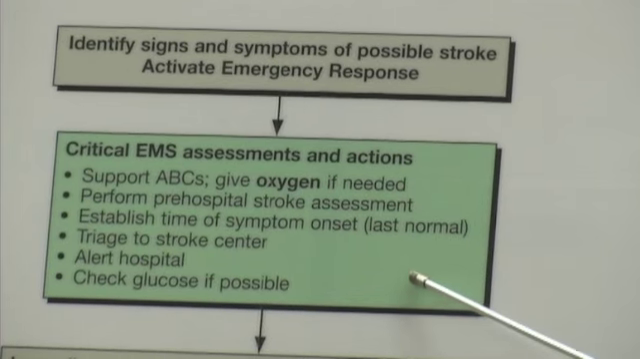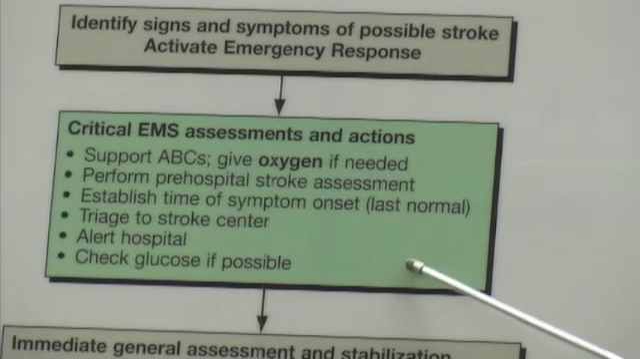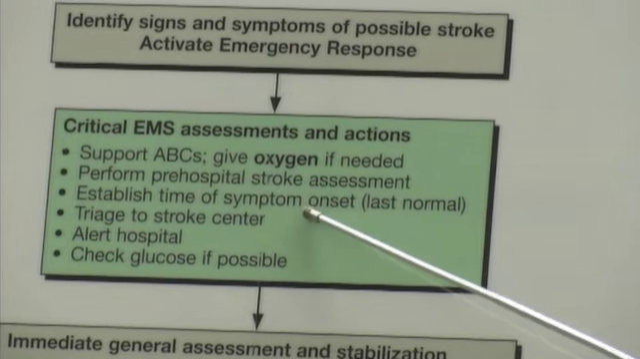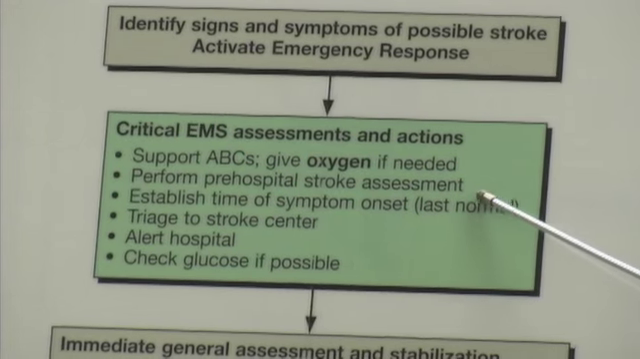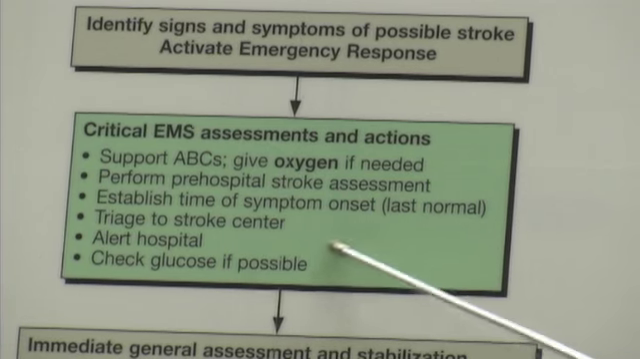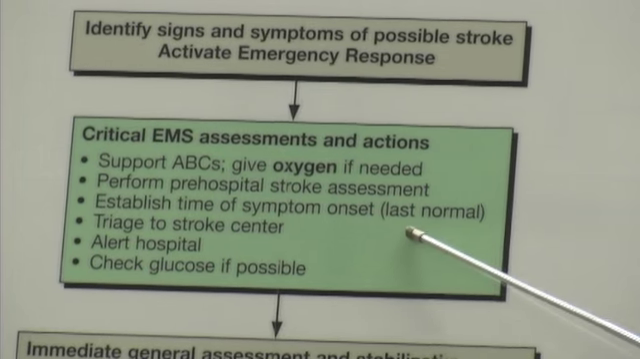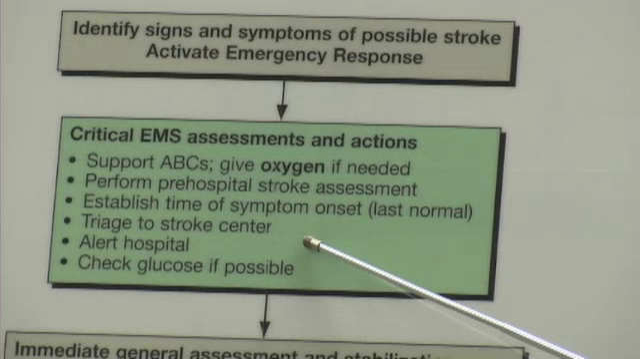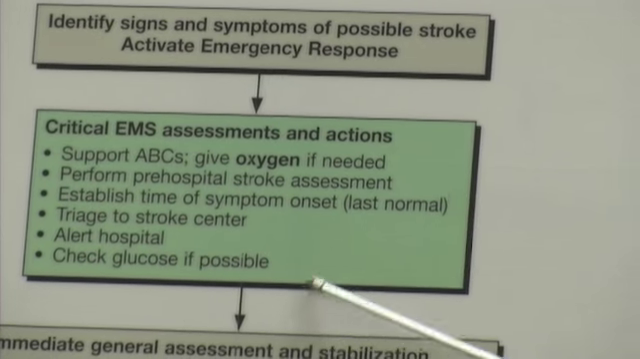The green box represents EMS or pre-hospital care, so obviously support ABCs, give oxygen if the oxygen is less than 94%, do our stroke assessment, establish time of onset of symptoms, alert the hospital, triage to a stroke center, and check an Accu-Check as well.